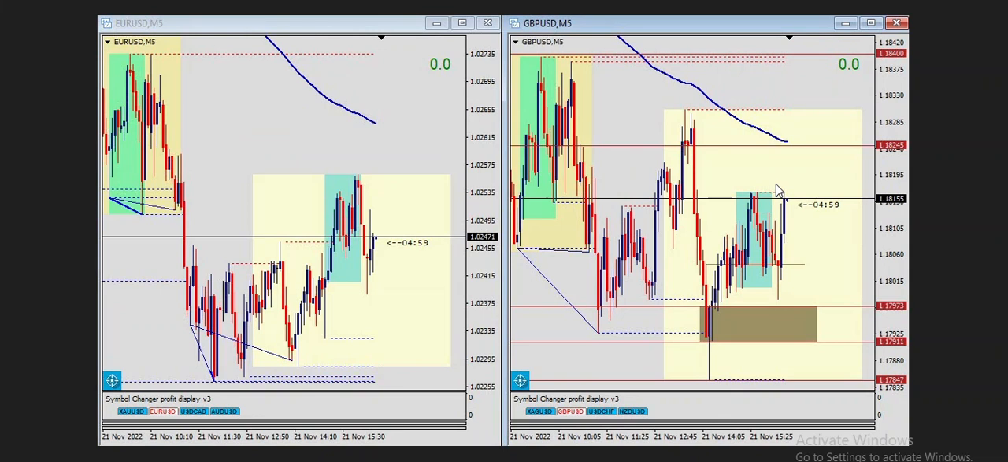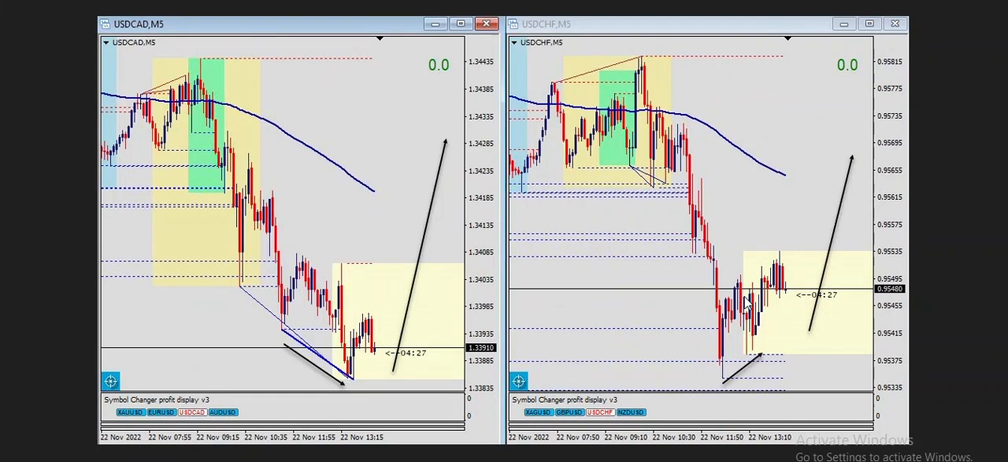And once price exceeds this level, I will not take any entry, any trade again for the New York session. So this didn't get to my entry, right?